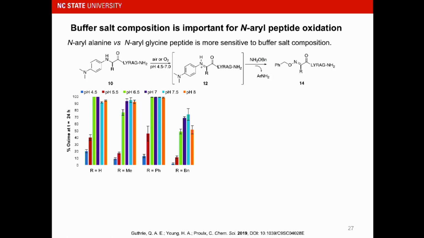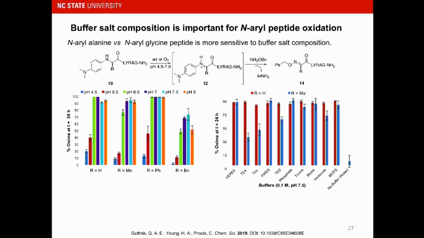Took her a while to tell me she swapped the buffer salt from phosphate to sodium hydroxide glycine. And so then I went back and asked her, well, is there a salt effect here? Is the buffer playing more of a role than we think? And so we looked at, again, just a simple comparative analysis between glycine and alanine. Let's keep the pH constant at 7.5 and just screen a bunch of different salts, right?